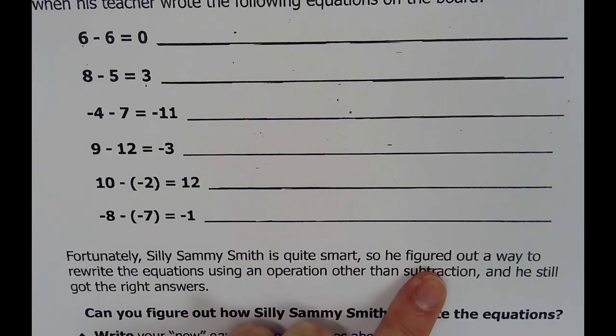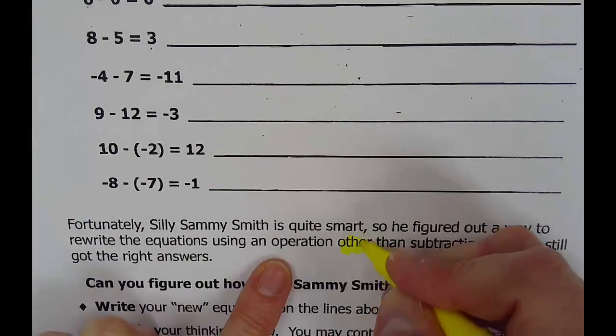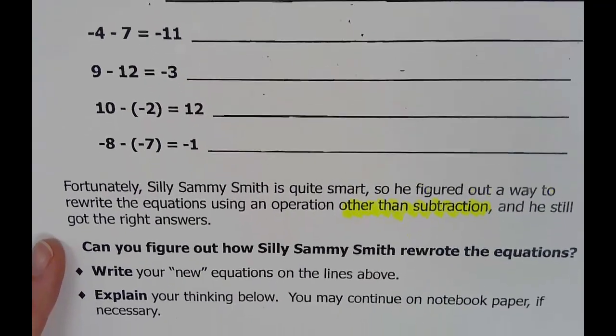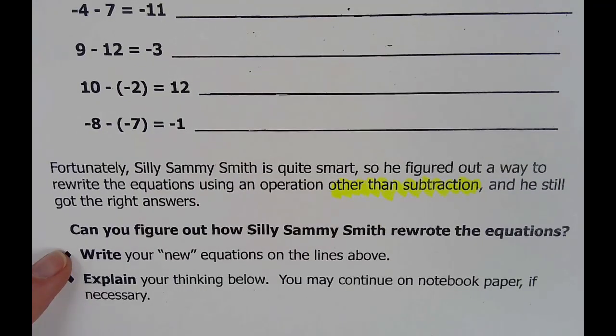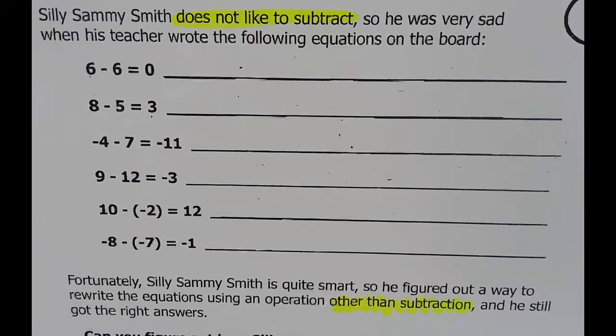So he figures out a way to rewrite the equation using an operation other than subtraction, and he still gets the right answer. Can you figure out how Silly Sammy Smith rewrote the equation? What is he changing it to so that he can figure out the answer and not have to subtract? Because he doesn't know any rules for subtraction. Can you look at some of those examples and think of a different operation than subtraction that you could use to get that same answer?